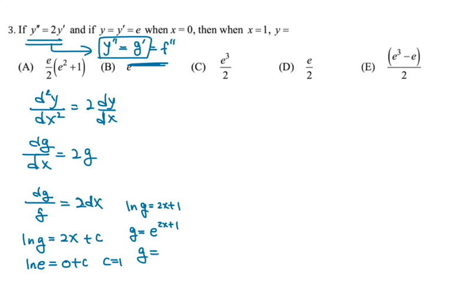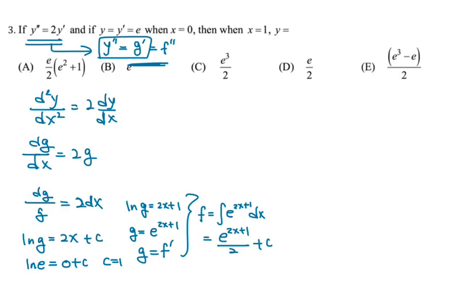Since g is equal to f prime, combining these, f must be equal to the integration of g, which is e to the 2x plus 1 dx. What do we end up getting? That's right, this becomes, by u substitution, e to the 2x plus 1 over 2 plus c.